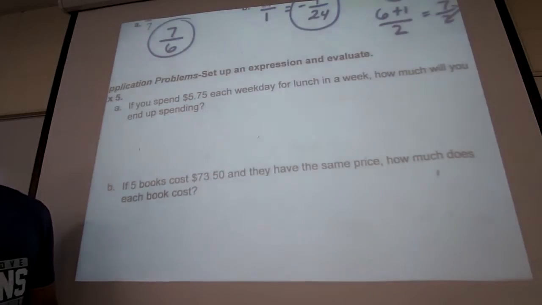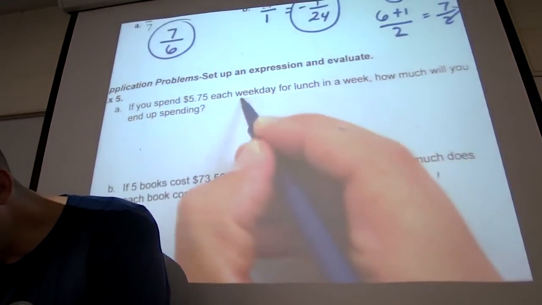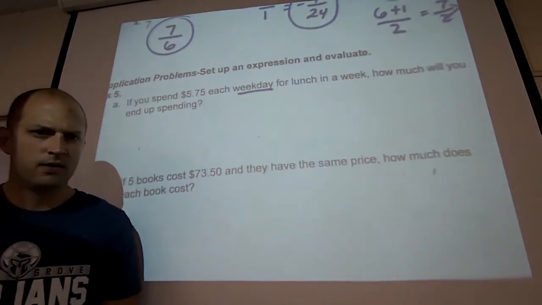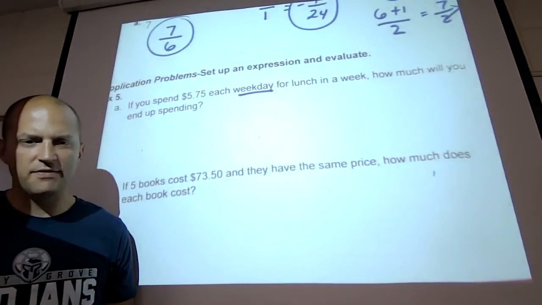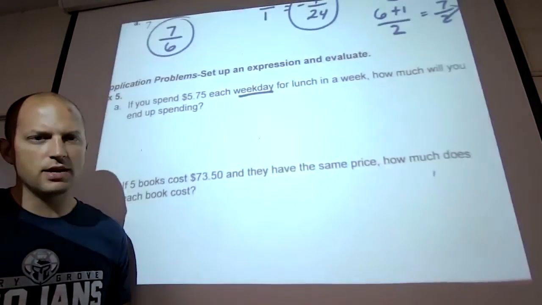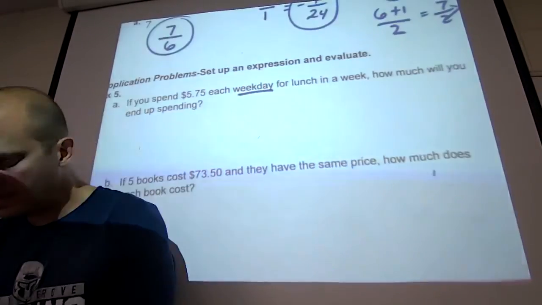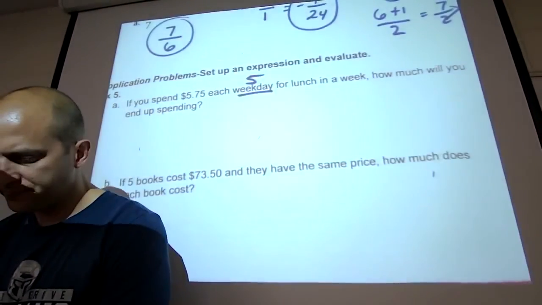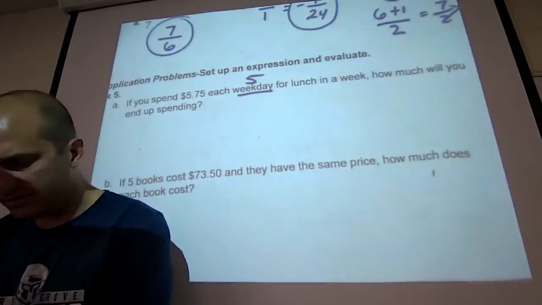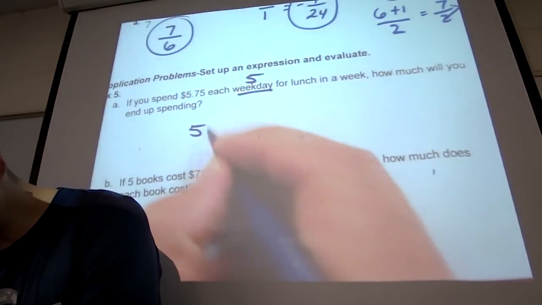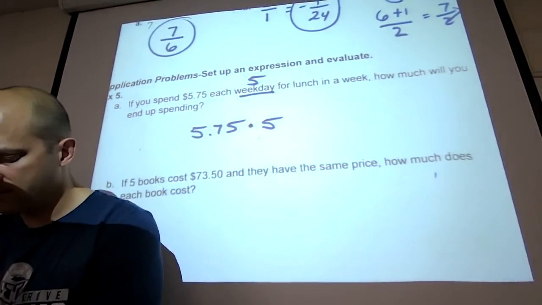Okay? So first off, how many weekdays are there in a week? 7. So there's 7 days in a week, right? But how many are there of weekdays or school days? Kai says 5. Okay? And then 2 days on the weekend. So if you went to school every day, you're eating lunch out, you got to take that $5.75 and multiply it by 5.